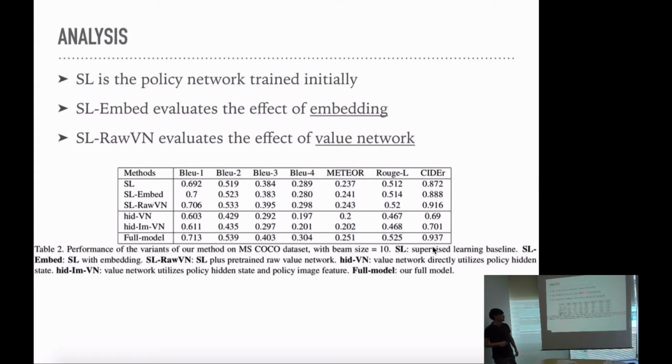And you can see that most of the contribution comes from the value network, because the score difference between the value network and SL is greater than the embedding's gain over the baseline of SL. But both actually contribute in the end, because the full model is much higher than the two modules individually.